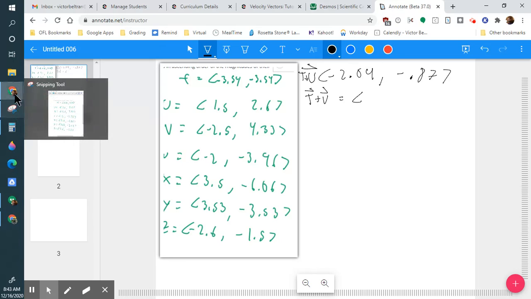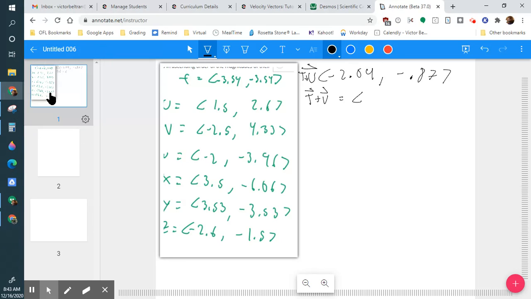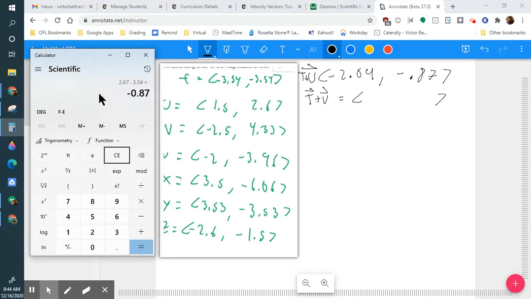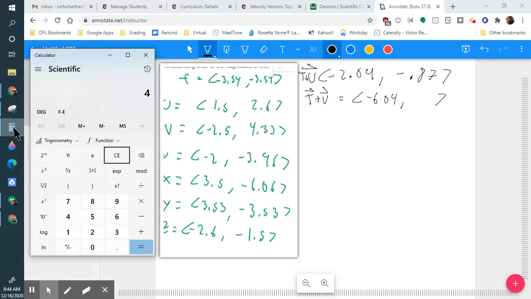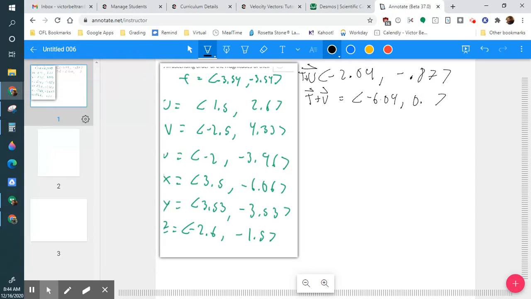Let's take a look here. All right, so adding those vectors together, we're going to do negative 2.5 minus 3.54, negative 6.04, comma, 4.33 minus 3.54, 0.79.